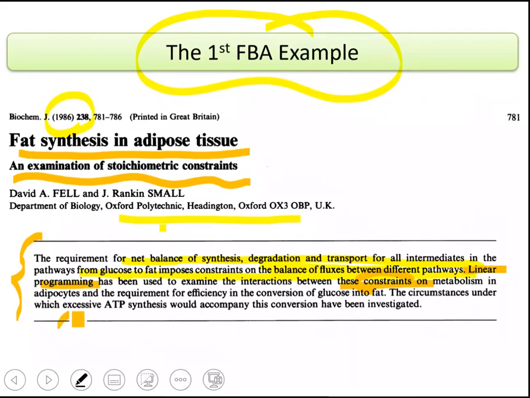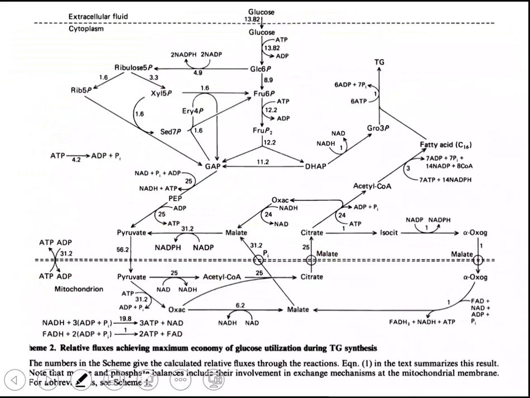And they tested the case of excessive ATP synthesis. Let me share a figure from their paper. So they share in this figure relative fluxes they have predicted by using the objective function of maximum economy of glucose utilization during fat synthesis.